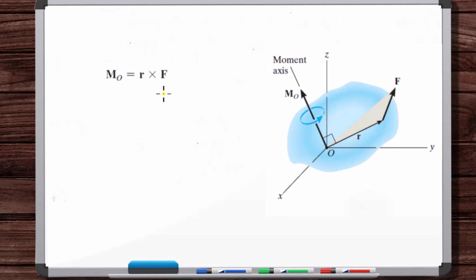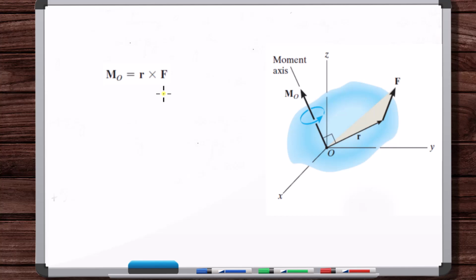Again, you could do this in 2D. This works for any scenario. This is completely general. This is the definition of the moment of a force. Now, the cross product is a vector product. What you get out of the cross product is a vector. So all moments are vectors. If you have a moment, you're talking about a vector.